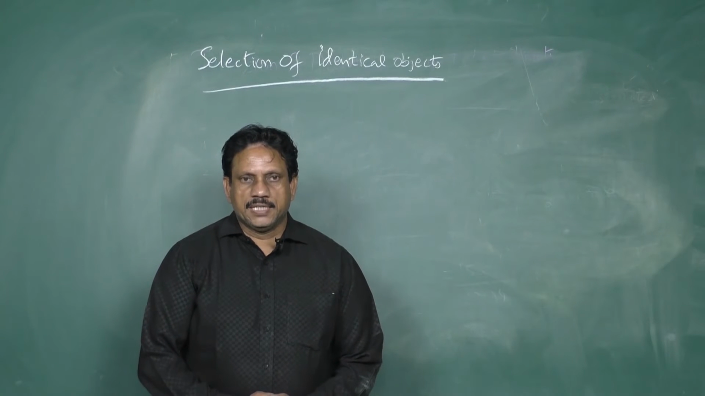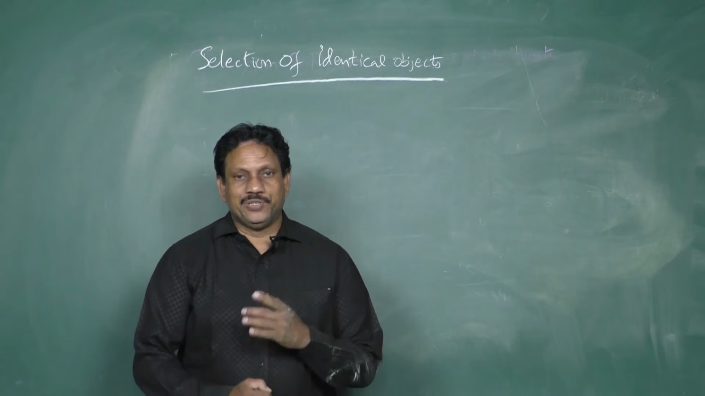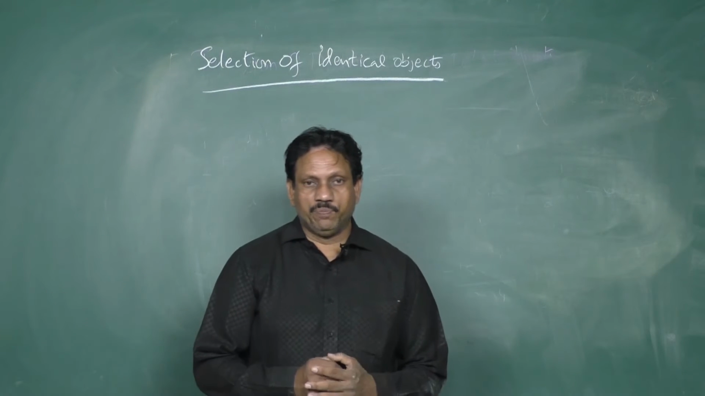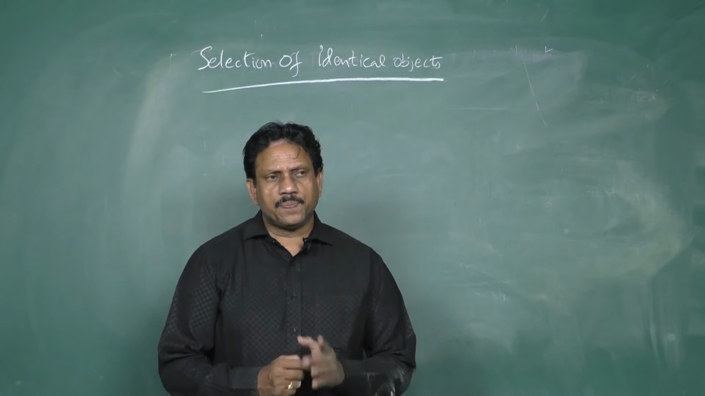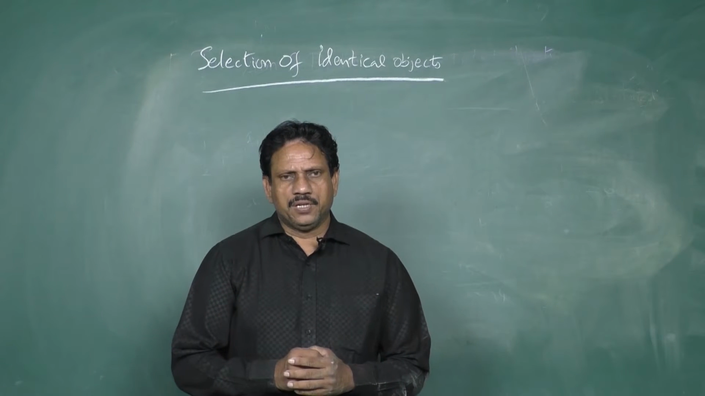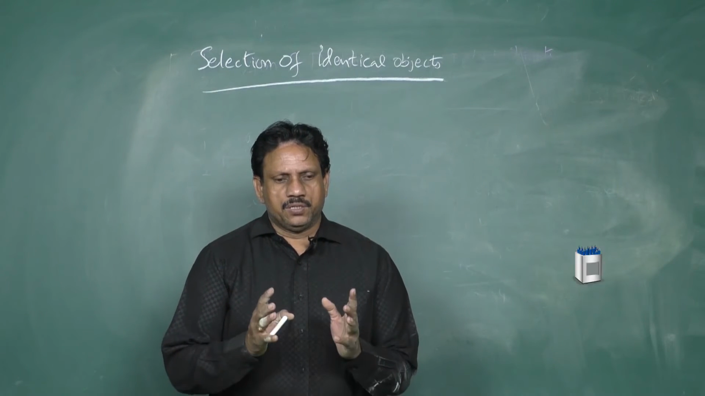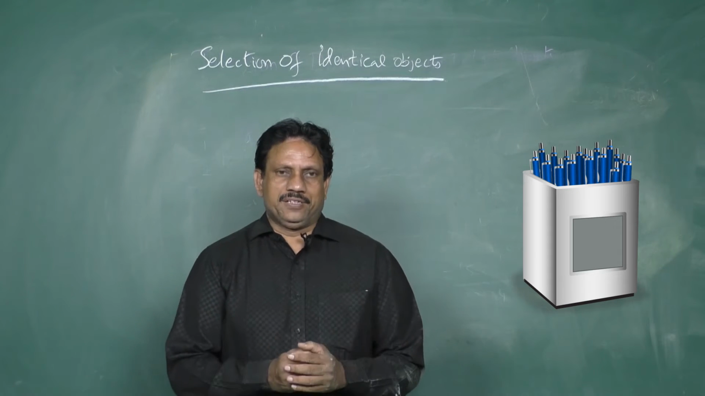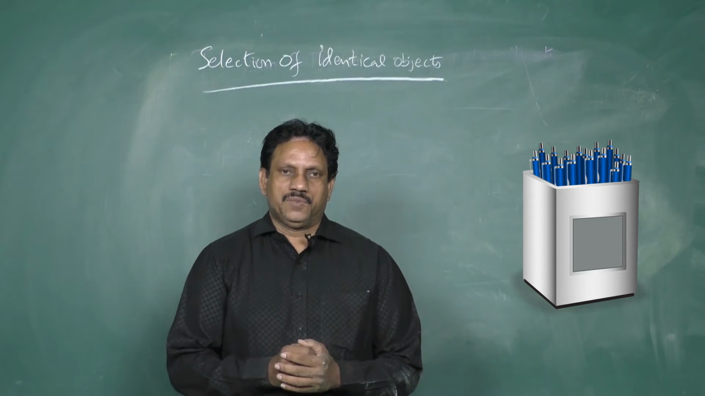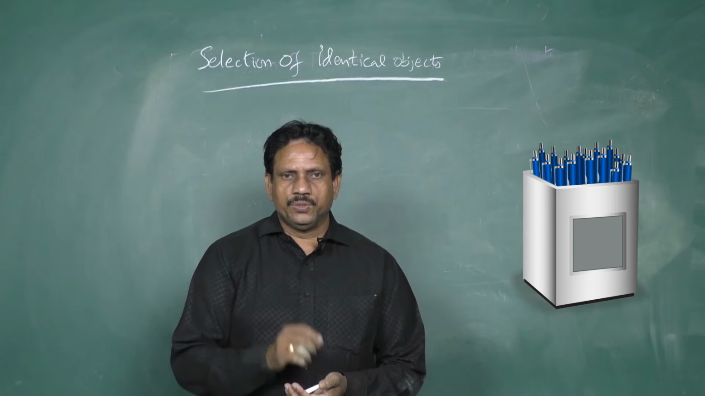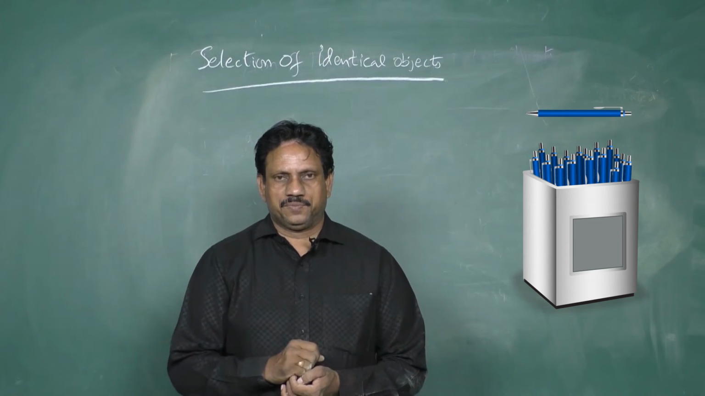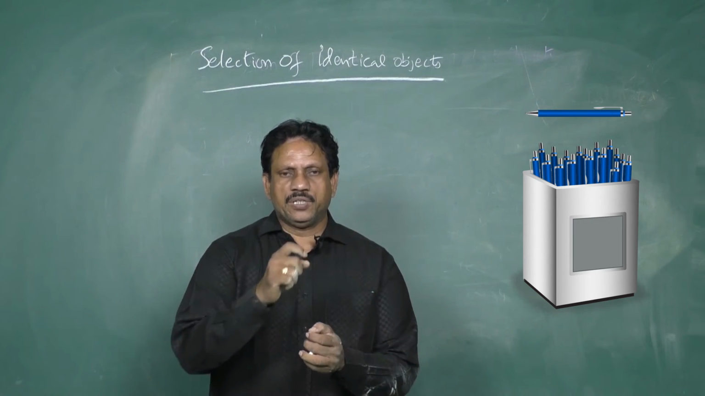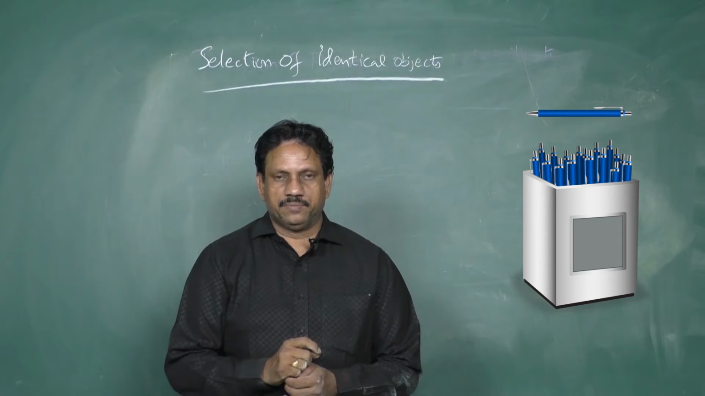Another concept: selection of identical objects. Students, this is another important one. Suppose we discuss a small example. Suppose there are 20 Reynolds pens in a box. I am asking you to select one pen from that. Suppose you selected a Reynolds pen from the box.